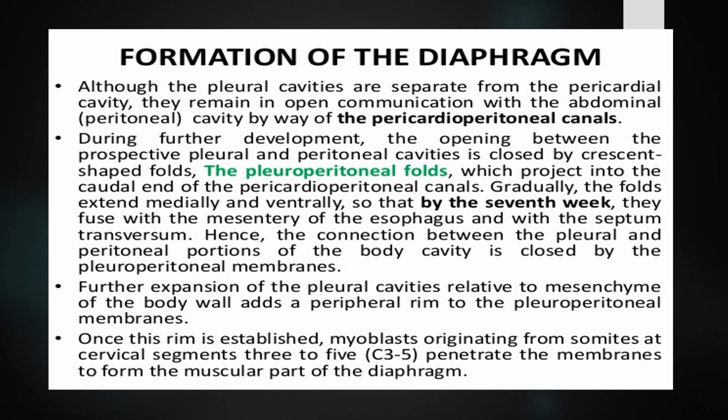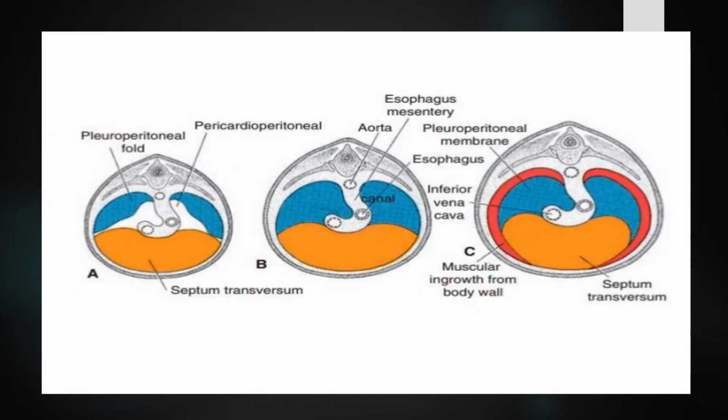Gradually, the folds extend medially and ventrally so that at the end of the seventh week, they fuse with each other and with the mesentery of the esophagus and with the septum transversum to form the diaphragm. Hence, the connection between the pleural and peritoneal portions of the body cavity is closed by the pleuroperitoneal membranes. Further expansion of the pleural cavities into the mesenchyme of the body wall adds the peripheral rim of the pleuroperitoneal membranes. Once this rim is established, myoblasts originating from the somites at cervical segments 3 to 5 penetrate the membranes to form the muscular part of the diaphragm.